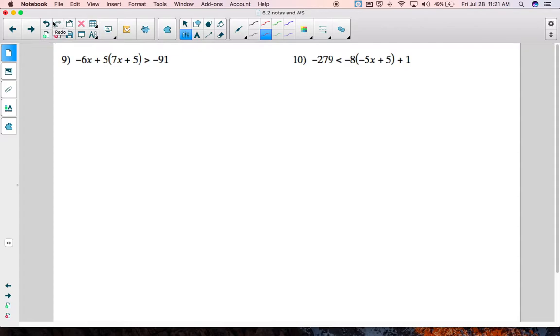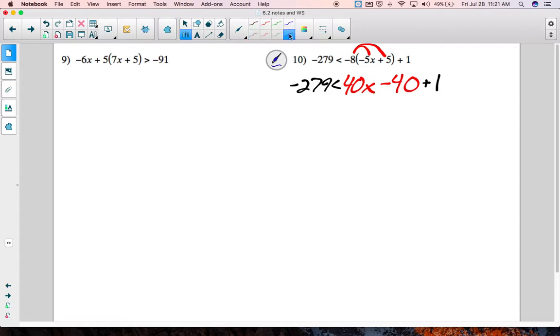So number 10, what's difficult about it? There are some parentheses. That's one of the things I first notice. So I get positive 40x minus 40, and then I still have this plus 1 hanging out outside. Notice this plus 1 is not in the parentheses, so it does not get multiplied by the negative 8. Over on the left, I've got a negative 279. Whoa, negative 279. Now, there are a few ways you could go about it. You could subtract 1 right now and then add 40.